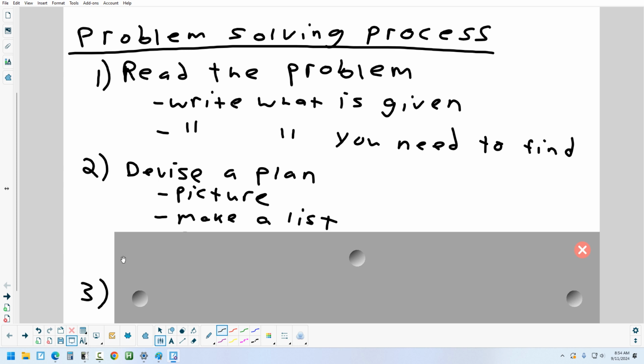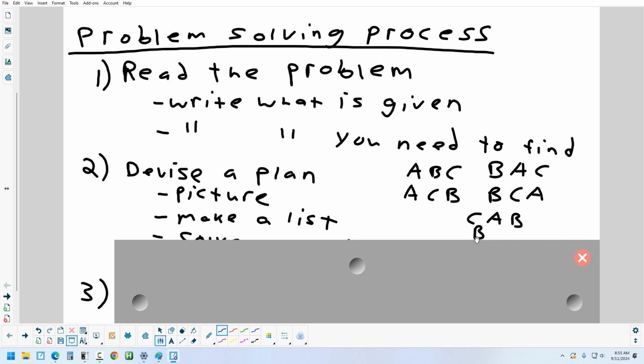So if I said to you, I want you to take the letters A, B, and C and arrange them all the different ways that you can. Some people might start in alphabetical order, systematically listing everything out. And what do you got? C, A, B, C, A, no, C, B, A. I think that's all of them. All right, so I just made a list of all the different ways that I can arrange the letters A, B, and C.